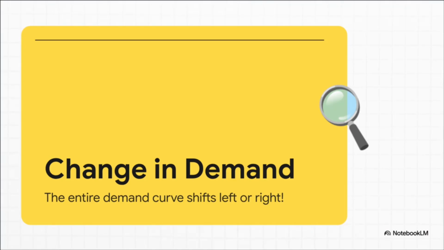So, a change in demand, notice no quantity in there, means the entire curve itself relocates. It moves. If it shifts to the right, that's an increase in demand. If it shifts to the left, that's a decrease. This means that at every single price point, people now want to buy more or less than they did before.